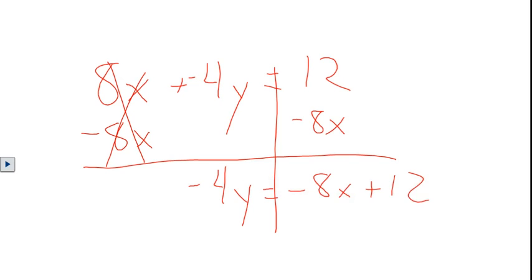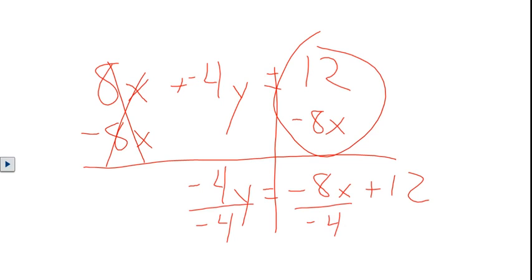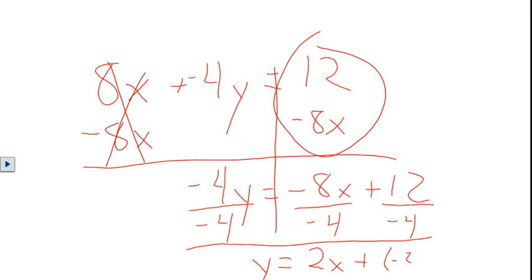Remember, these aren't like terms. I can't combine those together. Okay, I just brought my 8x over. And then I want to divide by -4. Again, you've got to divide everything by negative 4 when you divide. Right? And that's 1y. -8 divided by -4 is positive 2. 12 divided by -4 is -3. Okay, so I'd have y equals 2x plus -3. I know my slope. I know my y-intercept. I could graph it from there.